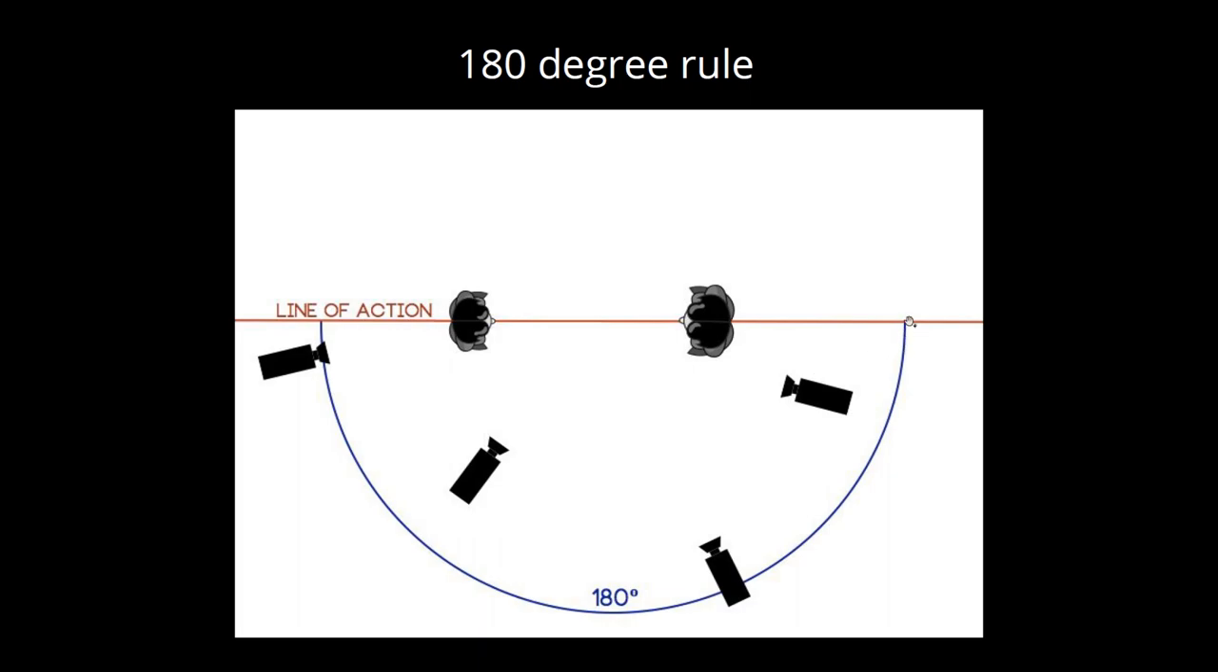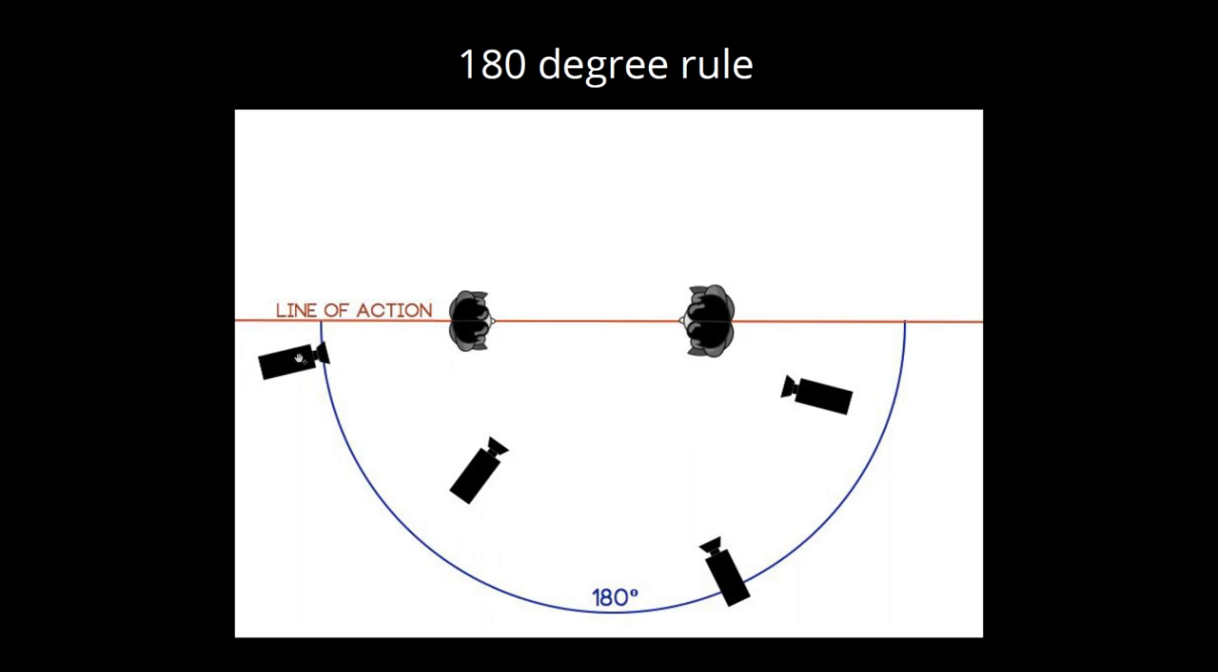You can't cross this line. If you do this, you're breaking one of the integral rules of cinematography, which is the axis rule or the 180 degree rule. I think some people also call it the semicircle rule or half circle rule. And this is one of the very important ways that you can establish order and understanding in your cinematography. So pretty much pick your line of action and then stick to just one half circle.